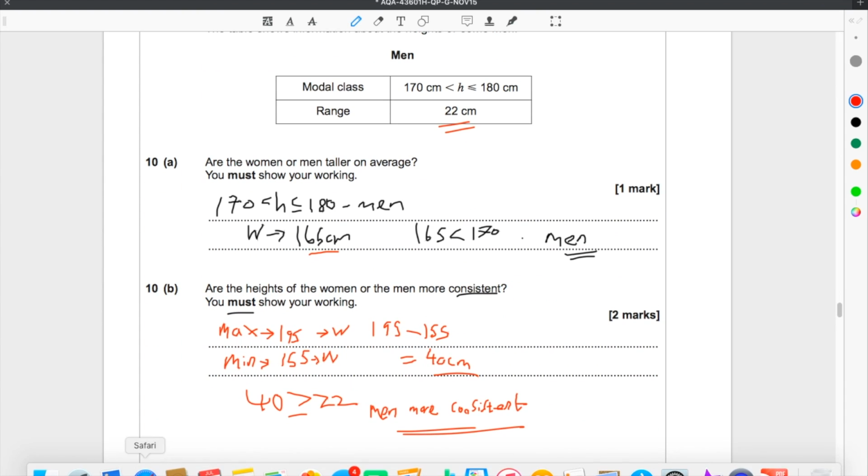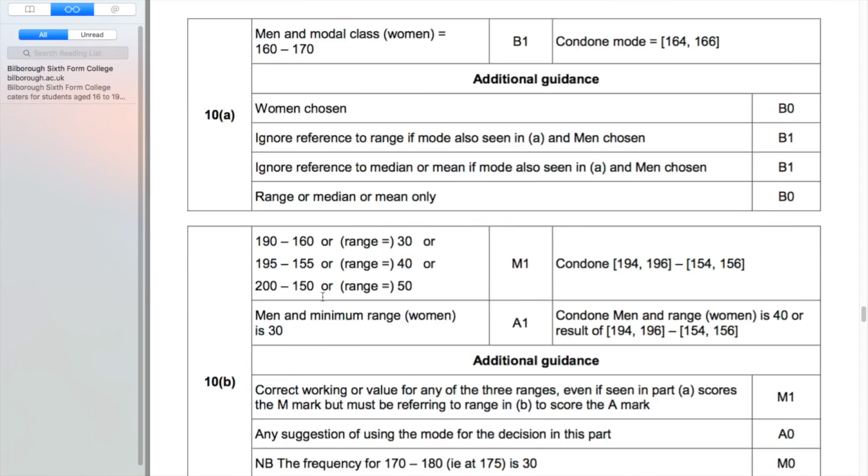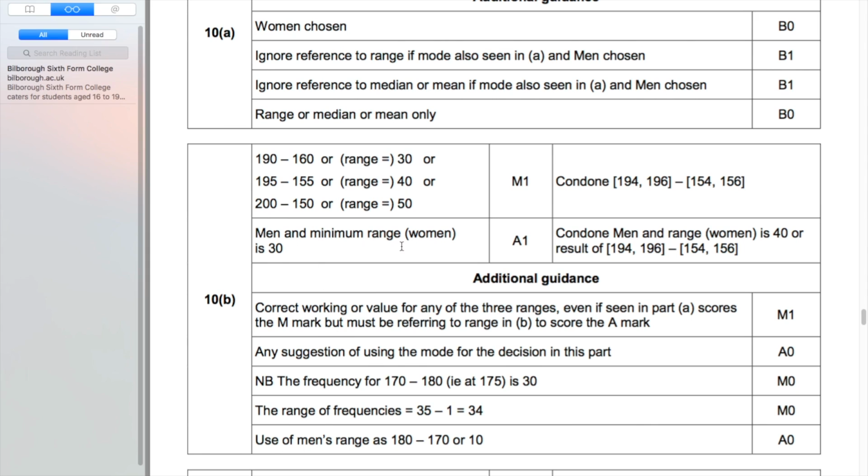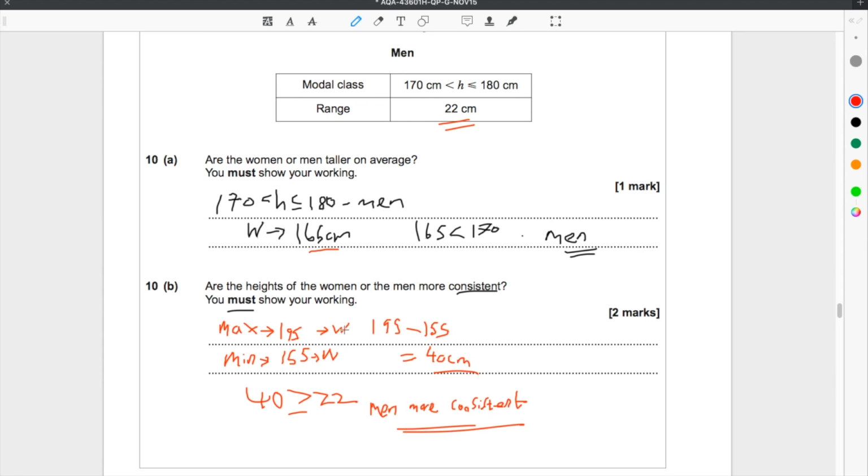And for 10b, again, the range 40, which is what we got there. So for women, the minimum is 30. Again, there we go. So this shows we'd get both the marks. So there we are.